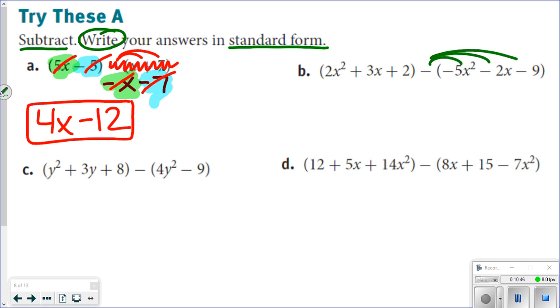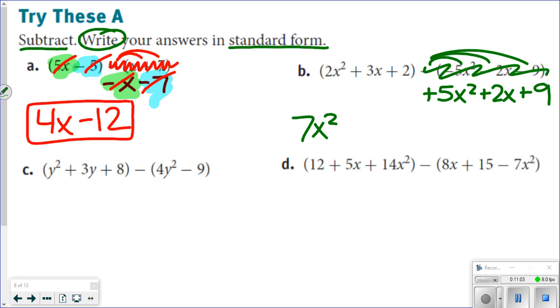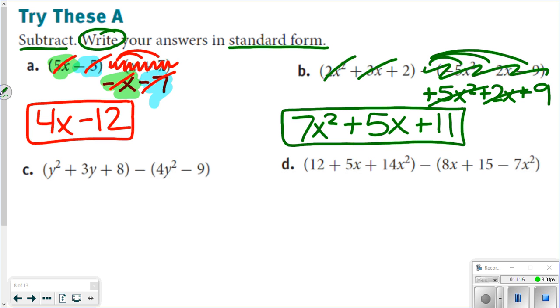Distribute the negative, which changes my signs. So then I have 2x squared plus 5x squared is 7x squared. Positive 3x plus 2x. 2 plus 9. And that's in standard form.